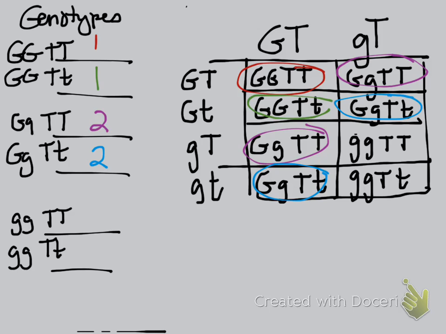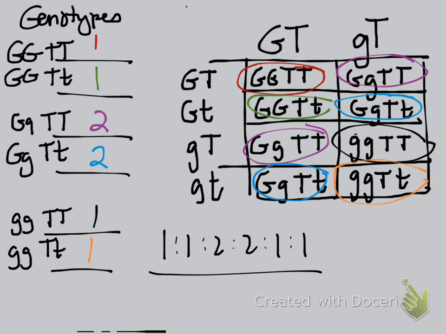And then our little g's, and this one looks actually pretty easy. I've got 1 little g, big T. And I've got 1 that appears to be little g, little t. Okay, so what's our ratio here? What's our genotype ratio? 1 to 1 to 2 to 2 to 1 to 1. Crazy. Okay, that's all you're doing.